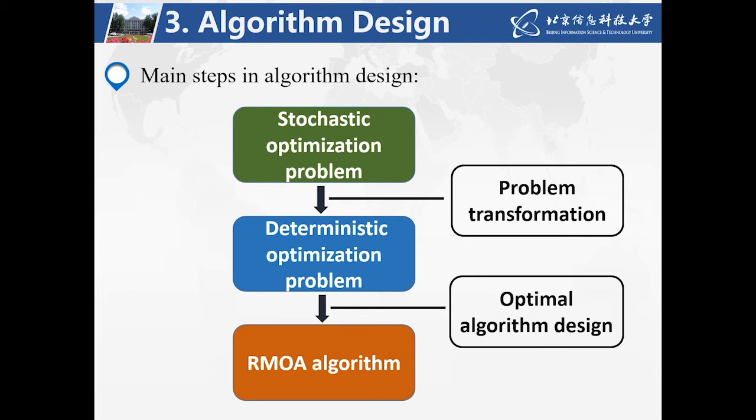We first transform the original time average stochastic optimization problem into a deterministic problem in each time slot. And then, for the transformed deterministic optimization problem, we seek to design an optimal algorithm to obtain its optimal solution. So finally, according to the above two steps, an online algorithm called RMOA is proposed to solve our optimization problem.